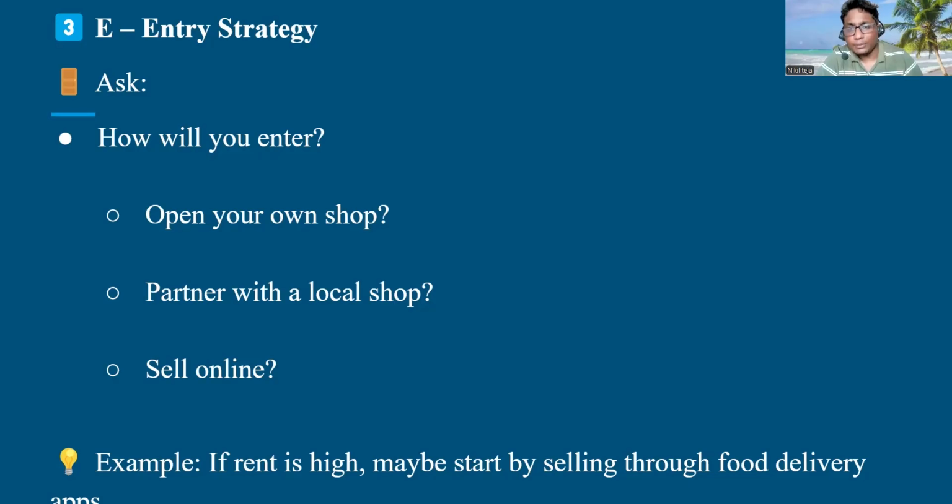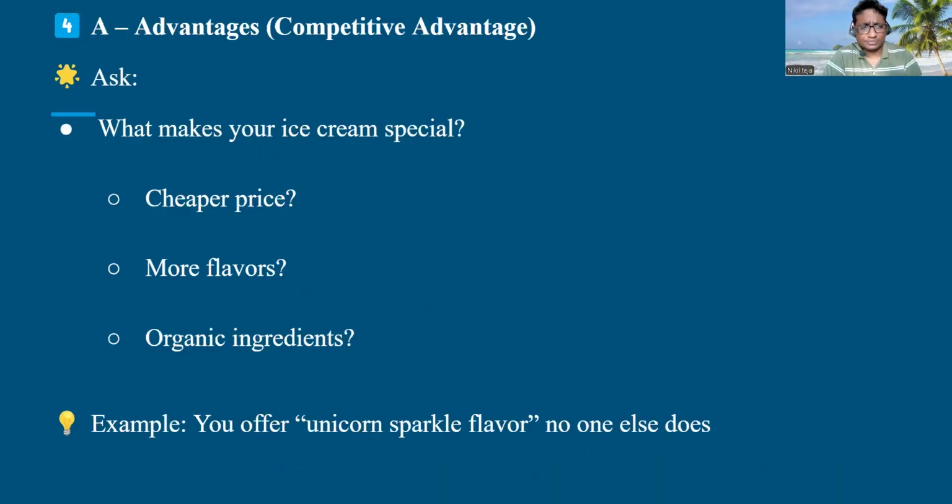Example, if rent is high, maybe start by selling through food delivery apps. So that is nothing but, the rent is high, I cannot open my shop, I don't want to partner, I don't want to do a partnership with the local shop, so I will be selling online only. So that is one of the entry strategies. So you will be making some strategies, right? So this is nothing but entry strategy.